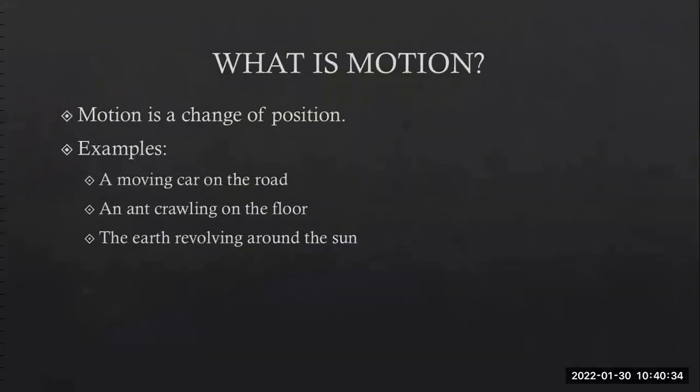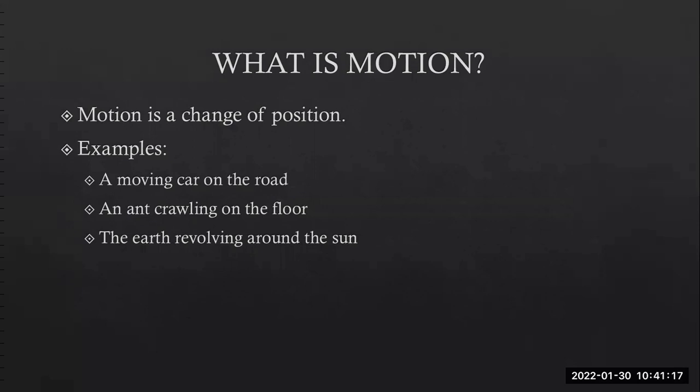Now you can see that we have already been introduced to motion. You have learned it in your school. You must have read it in the chapter. The definition says that motion is a change of position. So with only a few words, it covers a huge topic, what is meant by motion. If you see examples, we can say that a moving car on the road is in motion. An ant crawling on the floor, we can say that it is in motion. Earth revolving around the sun is in motion.